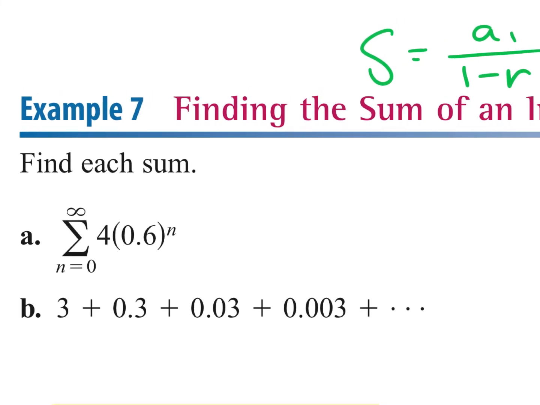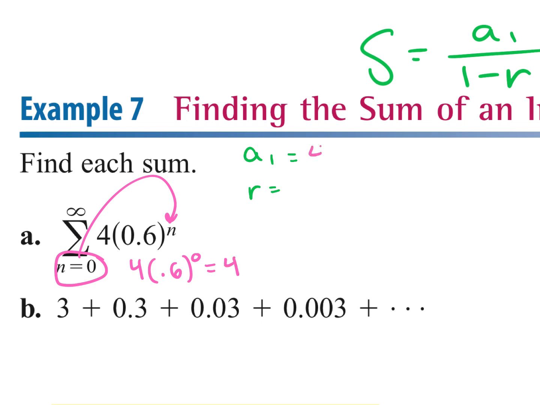So let's start with a. I want to find my first term, and I need to find my ratio, and then I can plug them in. How do I find my first term? Plug into the equation. What's the number that I start with for n? Oh, 0. So I plug 0 into the equation here. So this is 4 times 0.6 to the power of 0. What's 0.6 to the power of 0? 1. And 4 times 1 is 4. So a sub 1 is 4.